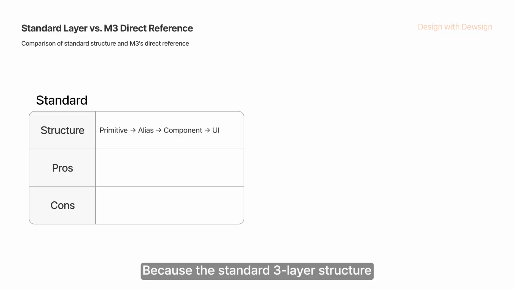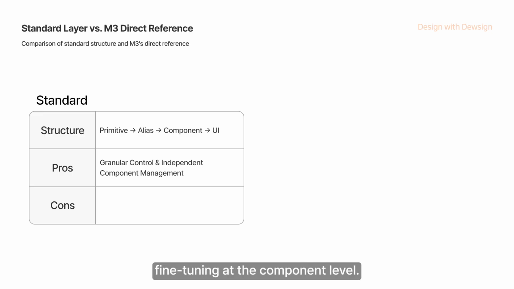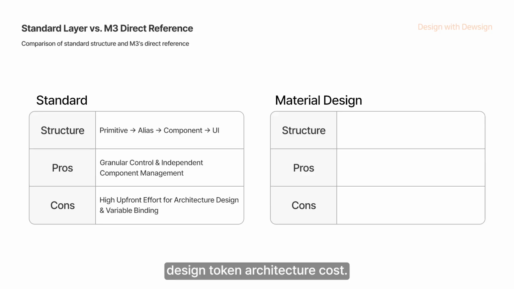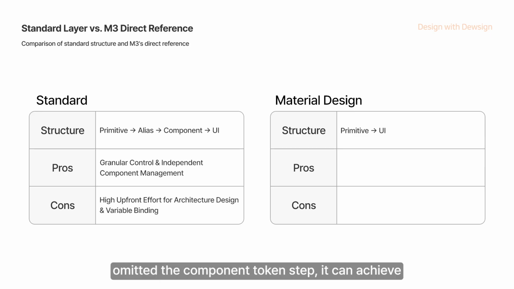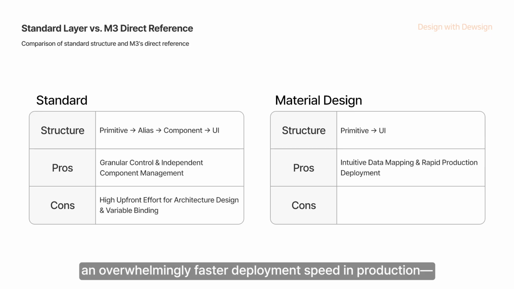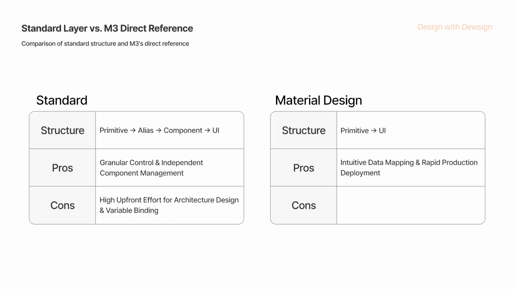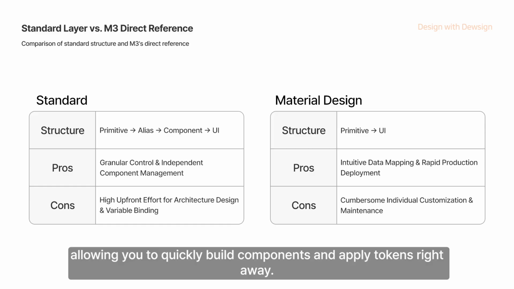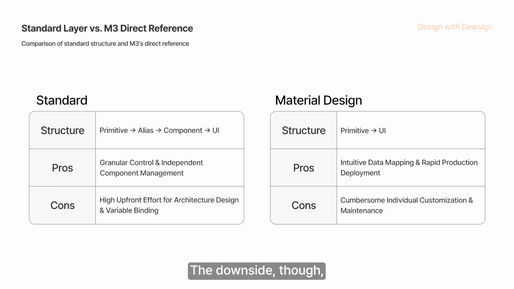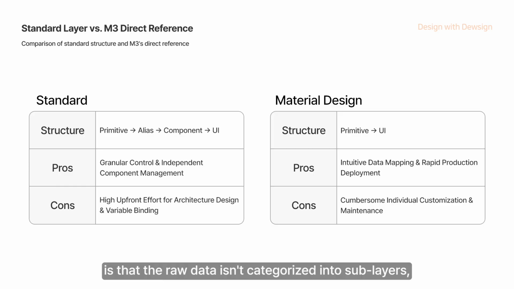The pros and cons of these two structures are clear. Because the standard three-layer structure we learned has separated layers, it offers the advantage of relatively free, fine-tuning at the component level. However, it requires a higher upfront design token architecture cost. On the other hand, since Material Design 3 omitted the component token step, it can achieve an overwhelmingly faster deployment speed in production, allowing you to quickly build components and apply tokens right away. The downside, though, is that the raw data isn't categorized into sublayers, making it difficult to trace and locate the specific values needed to isolate and customize components individually.